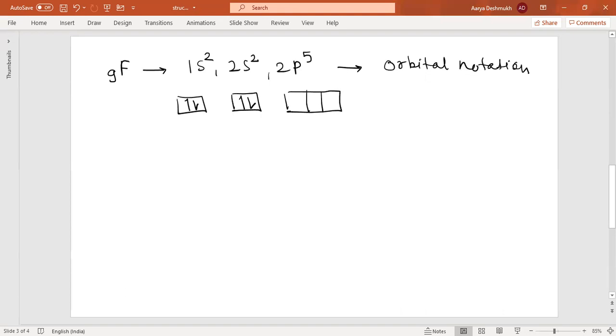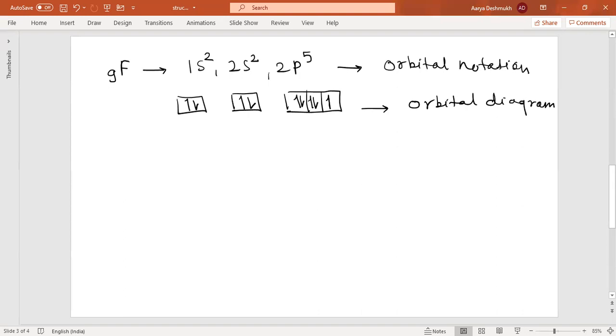As you all know, there are 3 orbitals, px, py, and pz. So this can be filled up this way, 3, 4, and the fifth one. Means it has got one unpaired electron here. And this is called as the orbital diagram. This is orbital diagram. Okay.